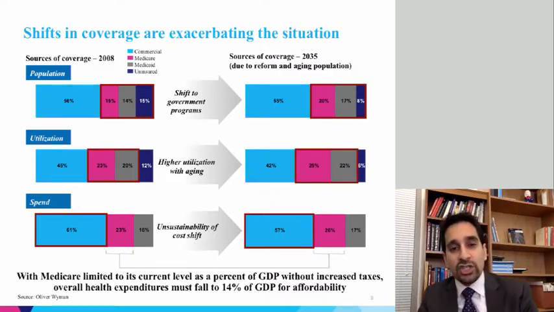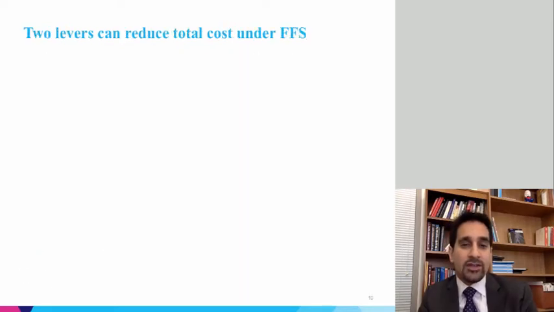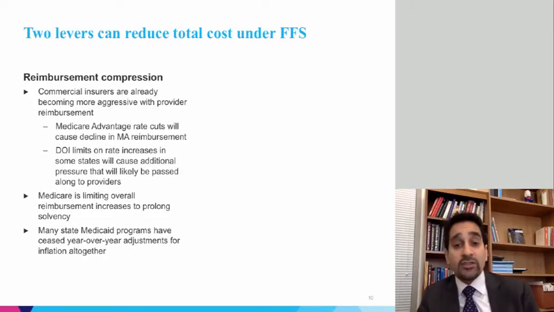So those two shifts, that reduction in overall spend, as well as the change in trend, means that the dollars have to come out of the system in some way or another. So under the fee-for-service model, there are two different levers that can reduce this cost. One is reimbursement compression. So simple economics, price times volume equals total cost. So this is reducing price.